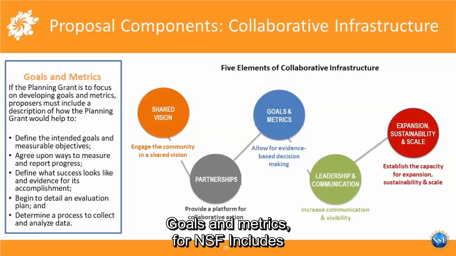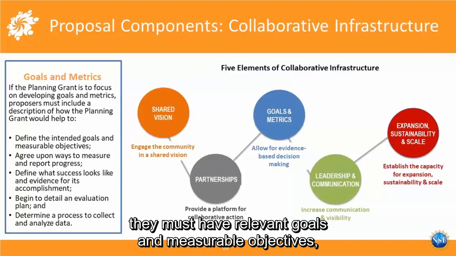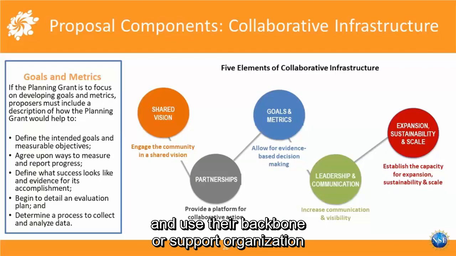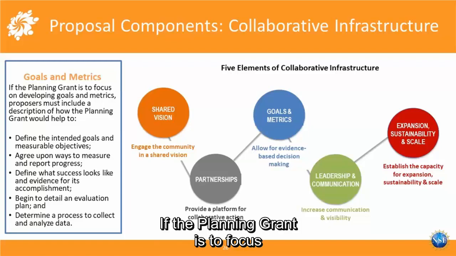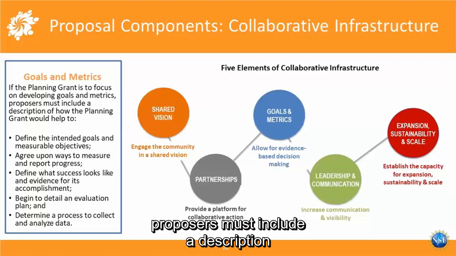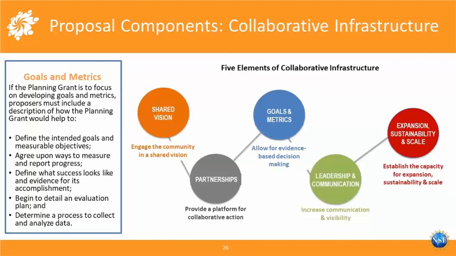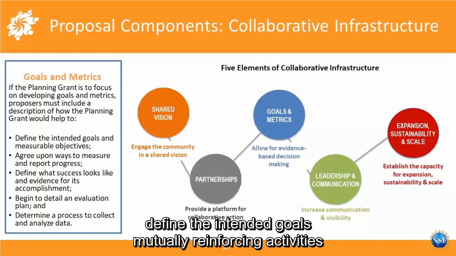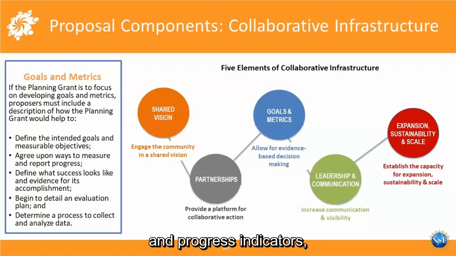Goals and metrics. For NSF Includes projects with large-scale partnerships and networks, they must have relevant goals and measurable objectives and use their backbone or support organization to collect and coordinate data on outcomes from partners. If the planning grant is to focus on developing goals and metrics, proposers must include a description of how the planning grant would help to define the intended goals, mutually reinforcing activities, and measurable objectives, outcomes, and progress indicators.